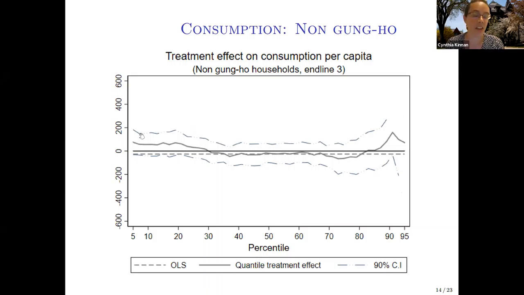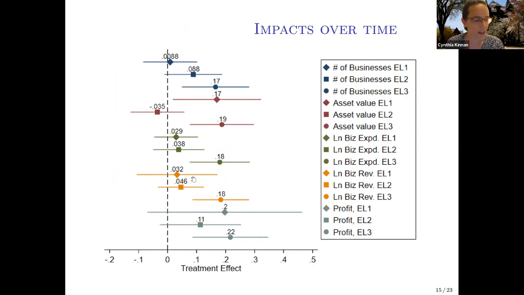We don't see evidence that these non-gung-ho households are harmed, or experiencing long-term harm by virtue of having had access to microfinance in the past. Okay, I think I'll skip over these impacts over time.